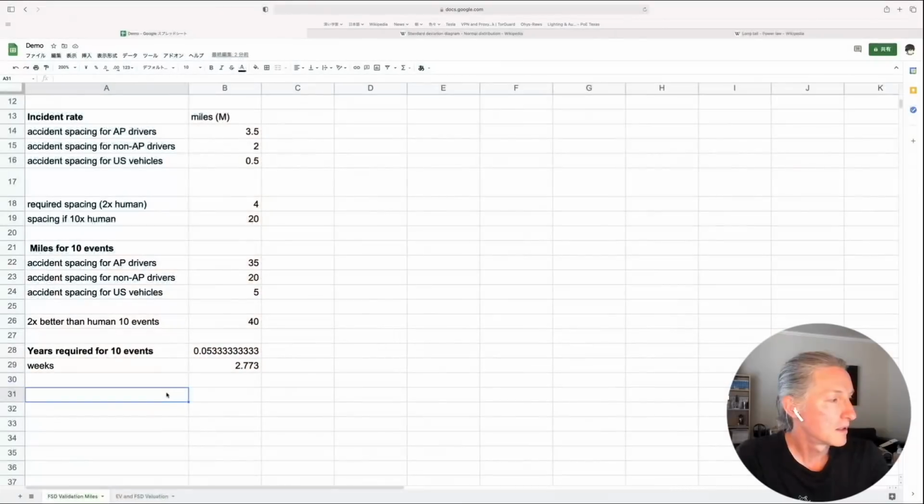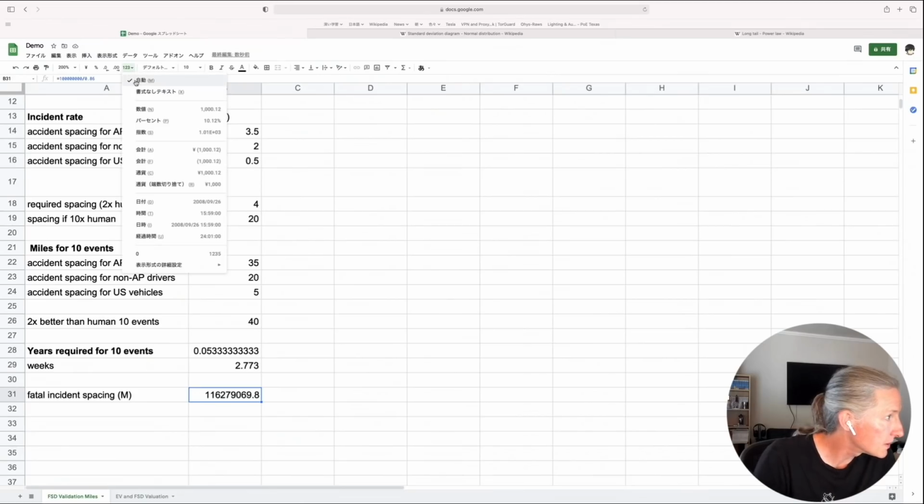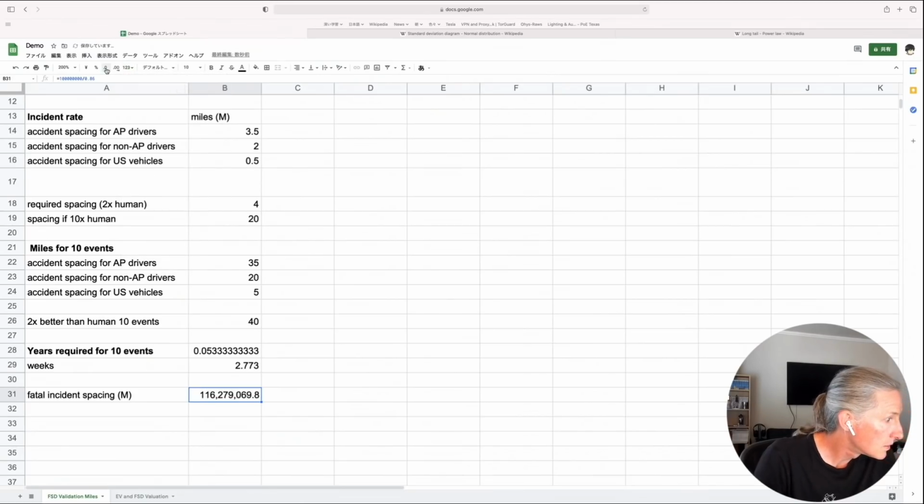So fatal accidents in urban areas, I looked this number up earlier, it's 0.86 incidents per 100 million miles. So, the fatal incident spacing, in millions of miles? It's 100 million divided by 0.86. So it's 116 million miles per incident. It's a lot of miles.